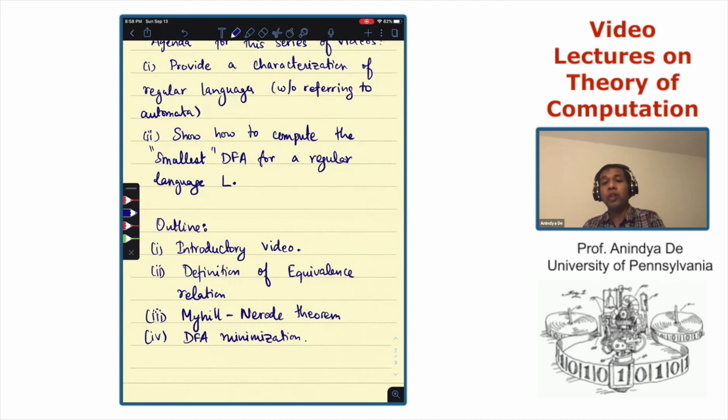And the fourth video will use the Myhill-Nerode theorem, or rather the tools that we will introduce to prove the Myhill-Nerode theorem, in order to give an algorithm which, given any DFA, will find out the smallest DFA which accepts the very same language. So that will be our agenda.